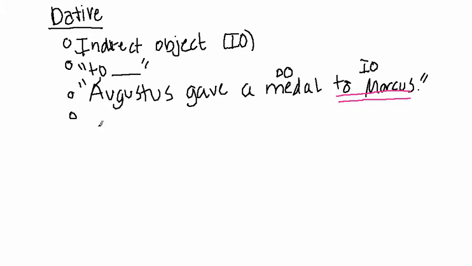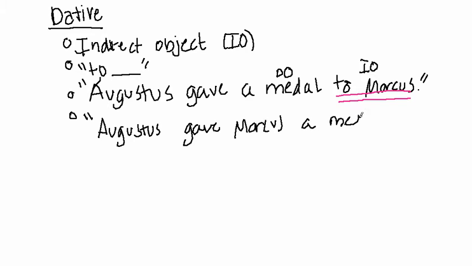Okay, so now I'll give you an example without the to. Same sentence. Augustus gave Marcus a medal. Okay, and you can just go ahead and try and find the indirect object yourself. If you said Marcus, congratulations. That is the indirect object. As you can see, there is no to. However, you can still tell that it's the indirect object because Marcus is the one receiving the direct object, which is the medal. Okay, so next up we have the accusative case.